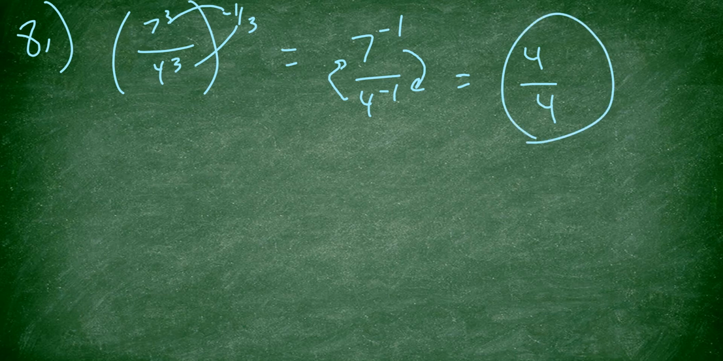There's a bunch of ways to do number 8. What I'm going to do first, because it seems most people in class did this, is take the exponent to the top and the bottom. I end up with 7 to the negative 1st over 4 to the negative 1st. Now, since the exponents are negative, they're going to go to the opposite side of the fraction. So 7 is going to go to the bottom, 4 is going to go to the top. I end up with 4 over 7. That's not right.